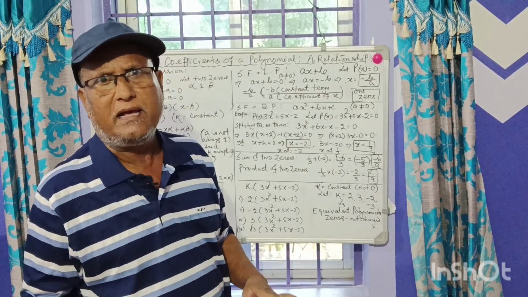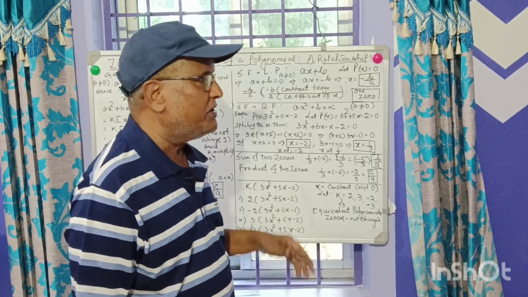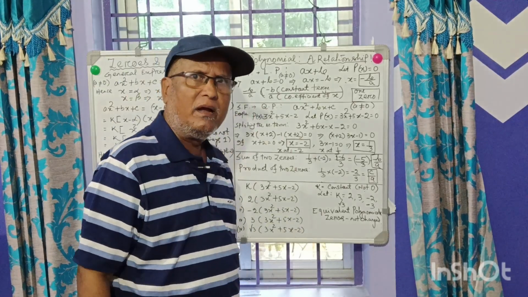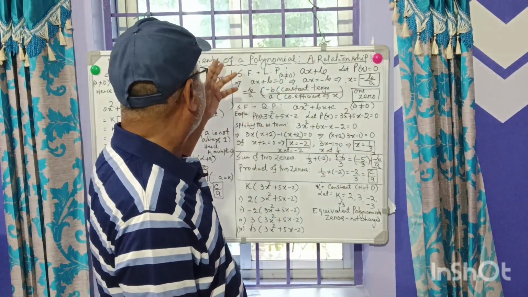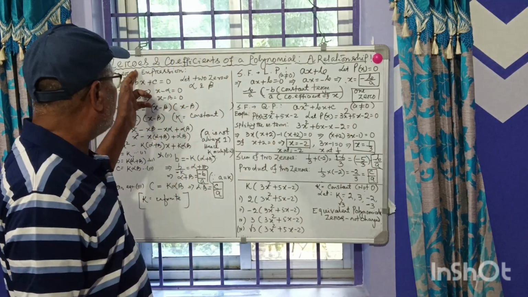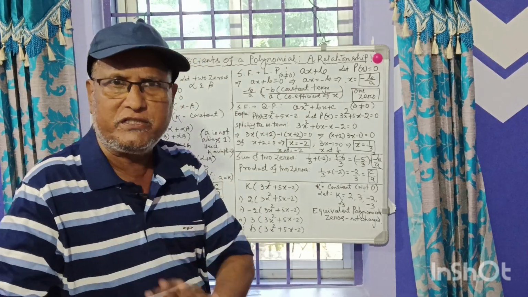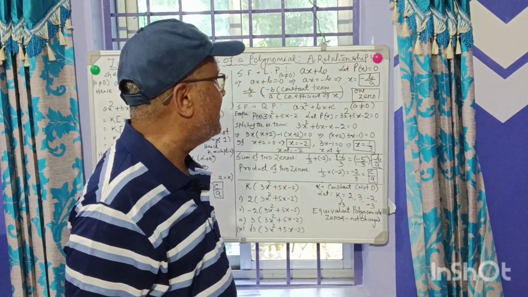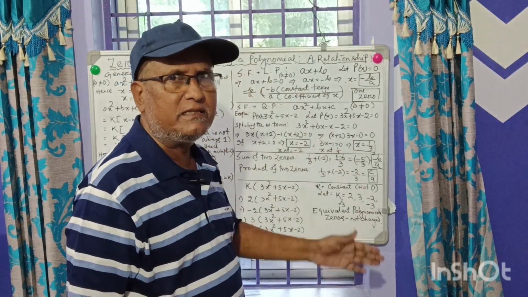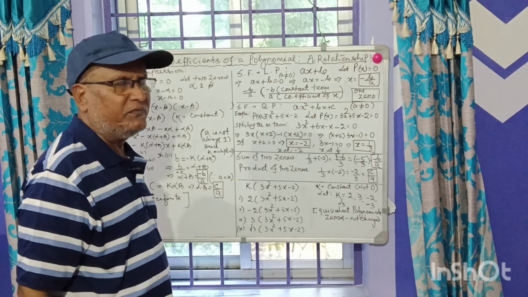Dear students of class 10, let's recall. We discussed zero polynomial and zero of a polynomial. Today let's discuss zeros and coefficients of a polynomial and their relationship. It is an important topic in your mathematics chapter on polynomials. So look at this slide.